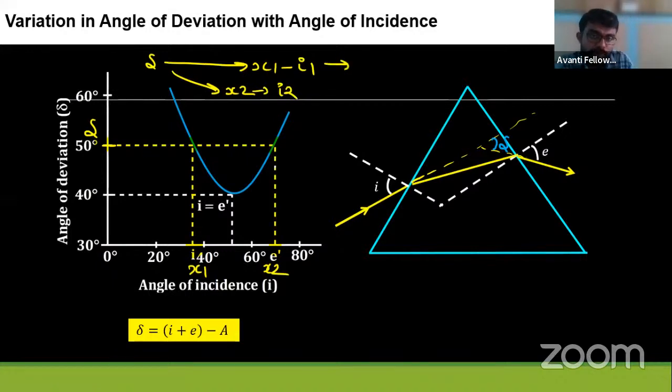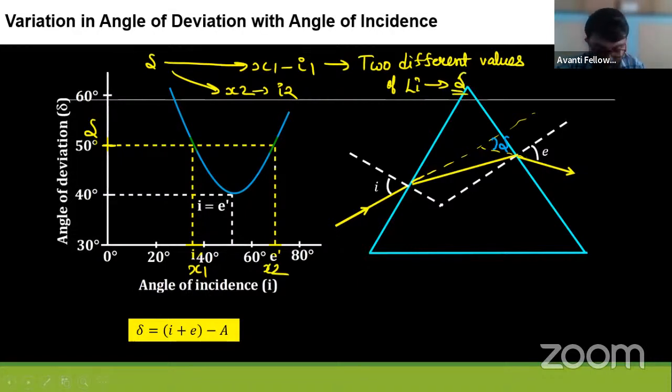So we can conclude from this graph that for two different values of angle of incidence, we are having a single value of angle of deviation. So for two different values of angle of incidence, we have the same angle of deviation. This is one conclusion, the first point.